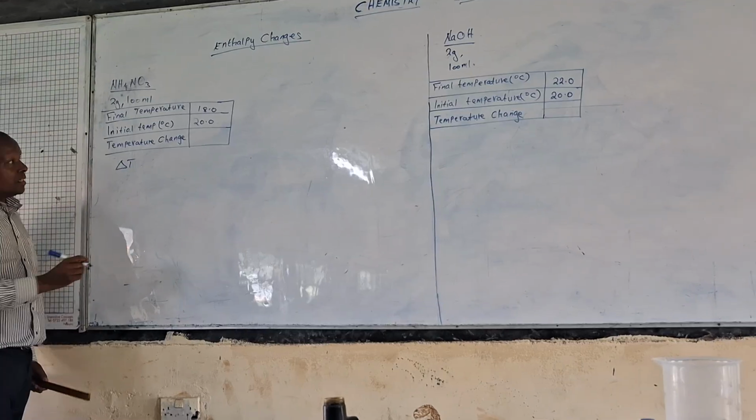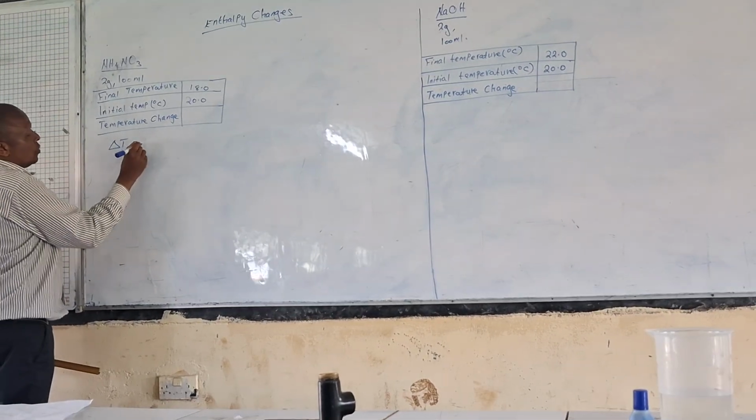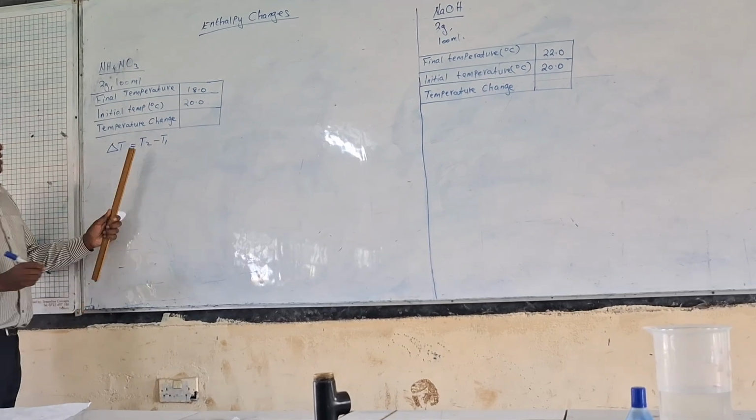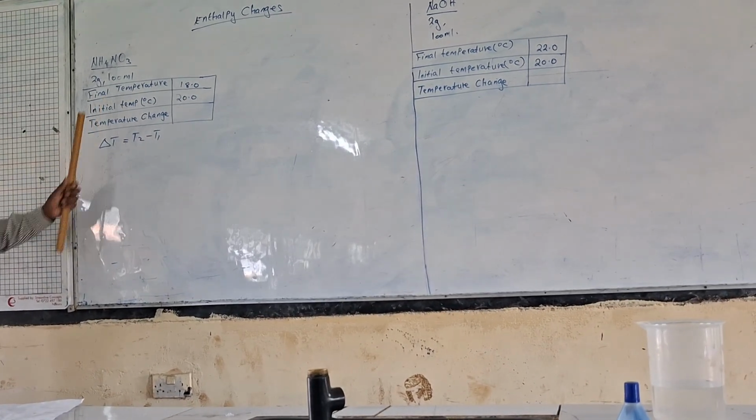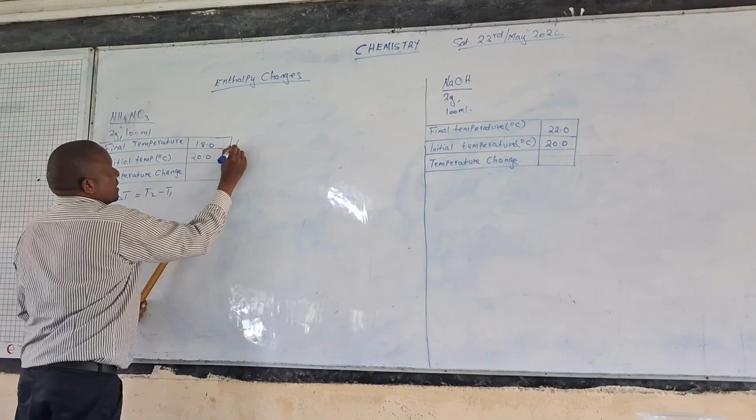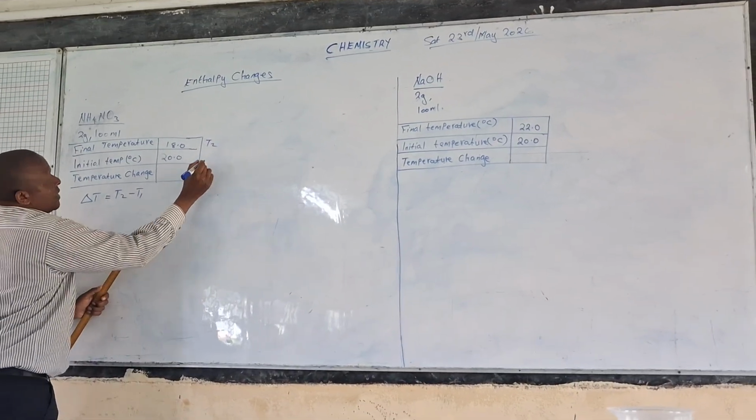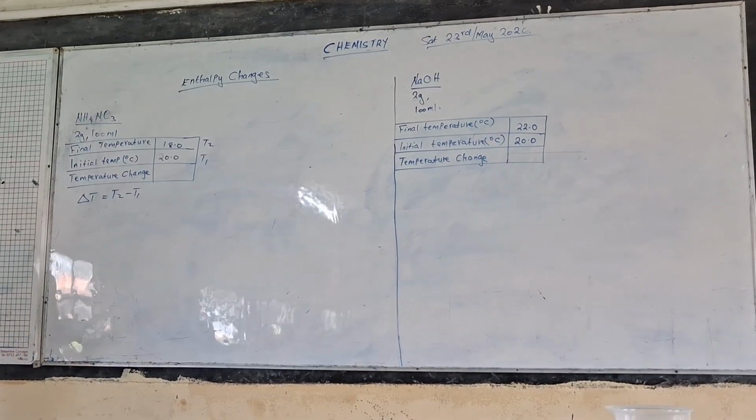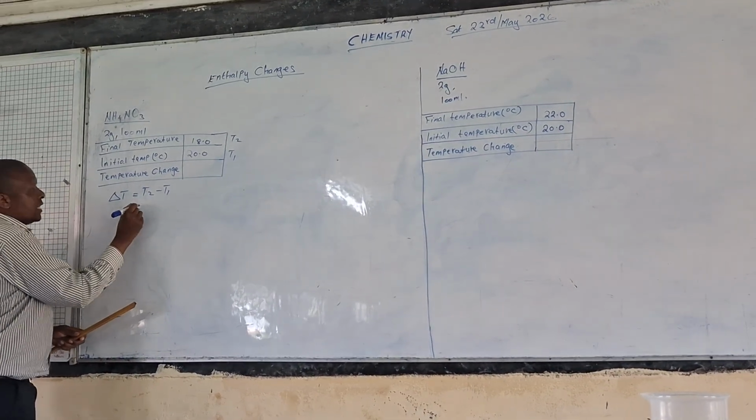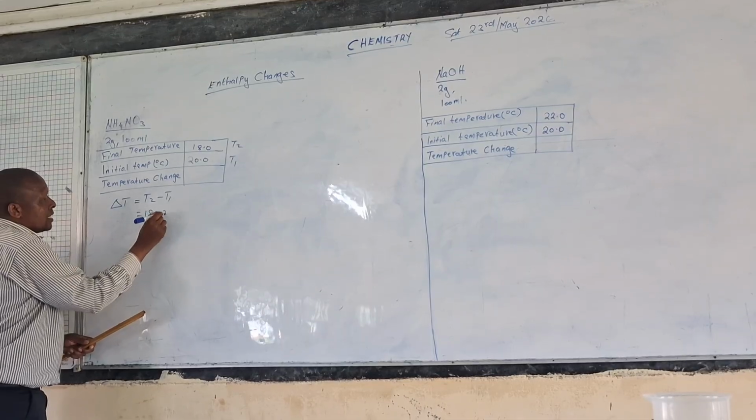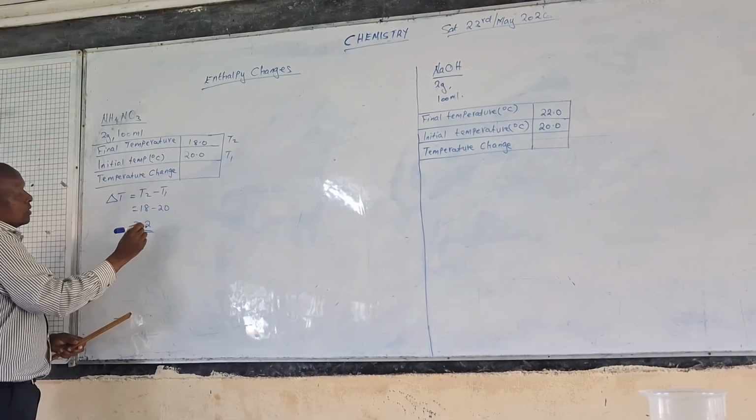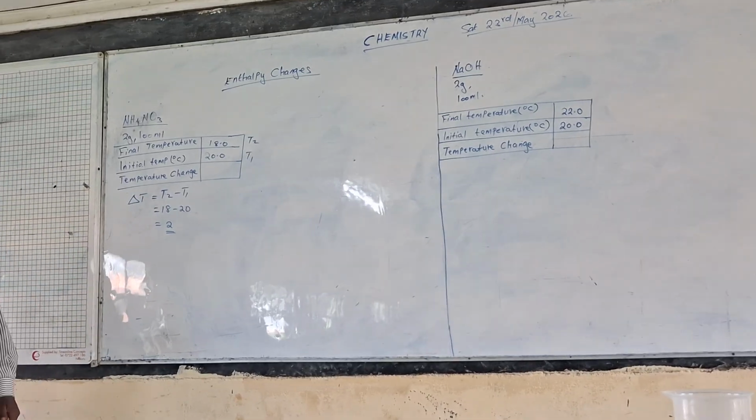Temperature change, whereby delta T is equal to T2 less T1. T2 is the final temperature, so this final temperature here is temperature 2, while initial is T1. So how do you get the temperature change? You say 18 less 20. What do you get? 2 degrees Celsius.